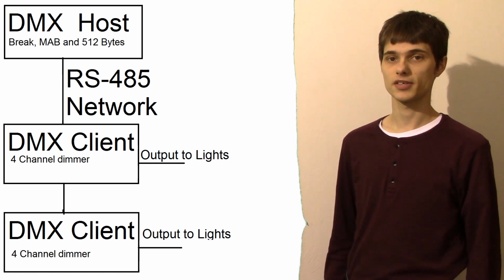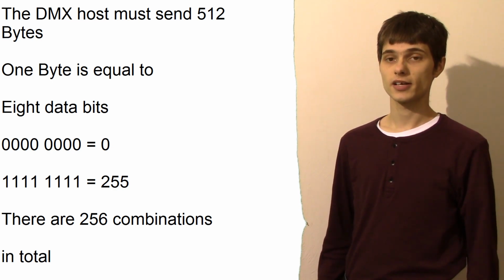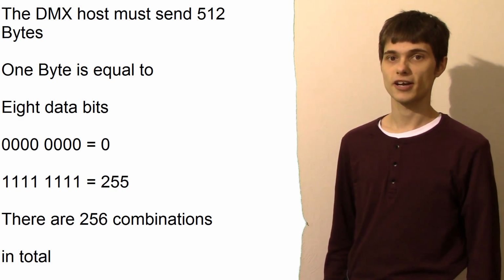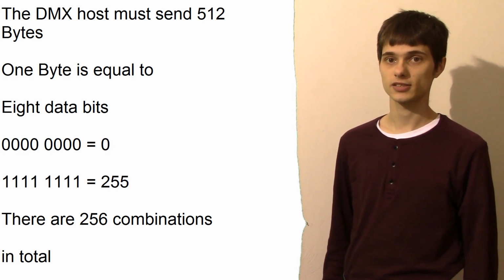Because it's a byte, that means that there are 8 data bits in that byte. Now because there are 8 data bits, and each one of the bits can have a binary value of 0 or 1, there are 2 states per bit and 8 bits. So there are 2 to the power of 8 different states, or 256 different states.